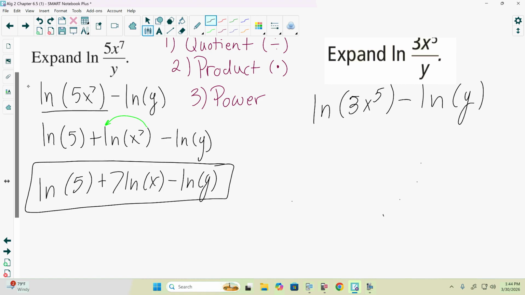Questions on this here? Then we move on to property 2, and we see if there are products in either one of these. Since the first one, our 3x to the 5th, has a product of 3 and x to the 5th, we can write it as a sum: the natural log of 3 plus the natural log of x to the 5th. And it's still being subtracted from the natural log of y.